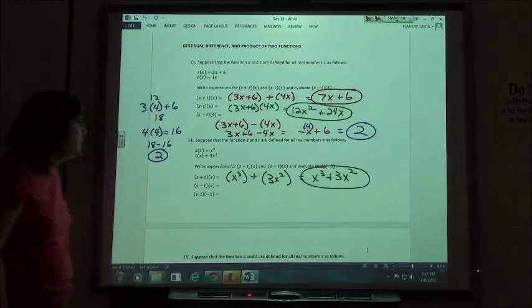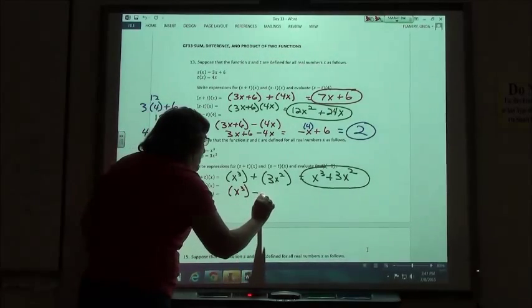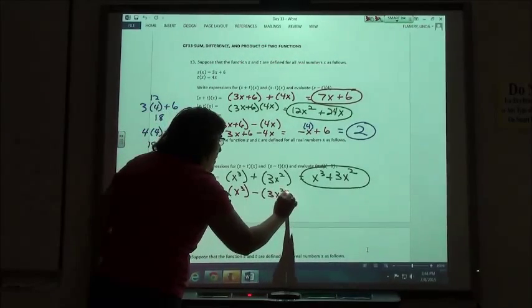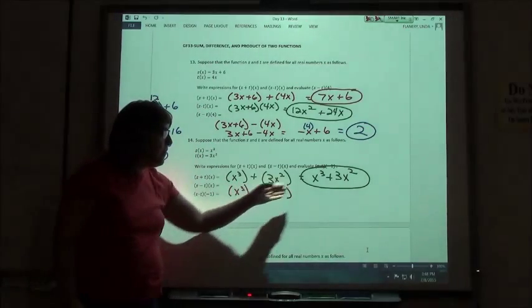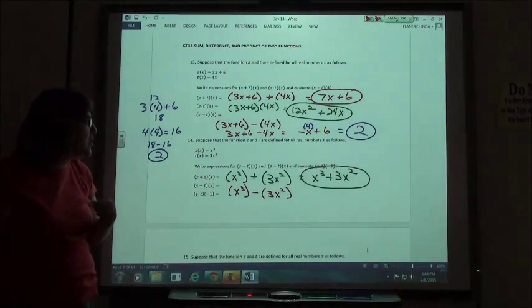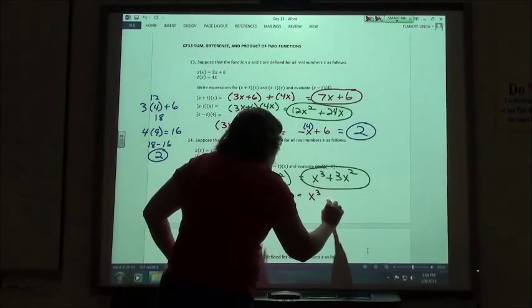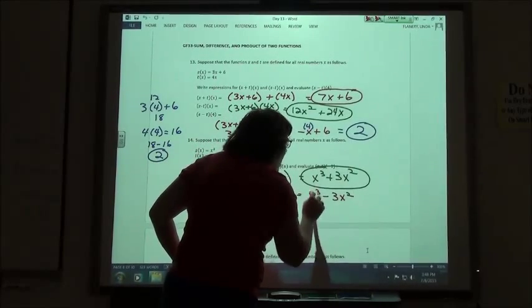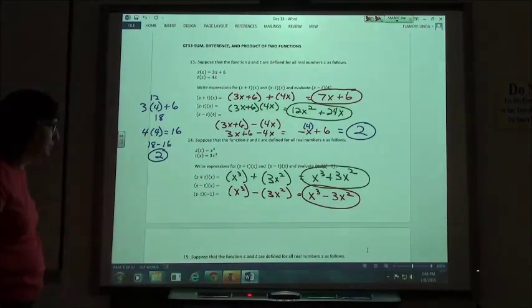The next one says to do s minus t. So I'm going to do the x to the third, I'm going to minus the 3x squared. And I use the parentheses because on the negative, if that was a binomial, you'd have to distribute it out, and you want to make sure you get your signs changed. On this one, it's not going to make much difference. I just get x to the third minus 3x squared. They're not like terms, so that's just going to be my answer.